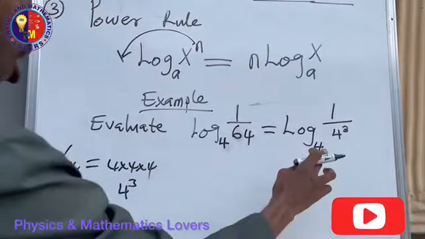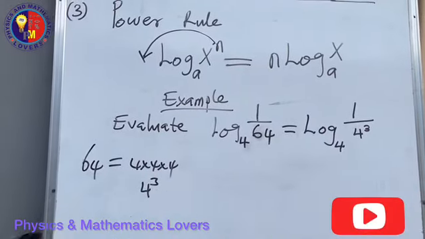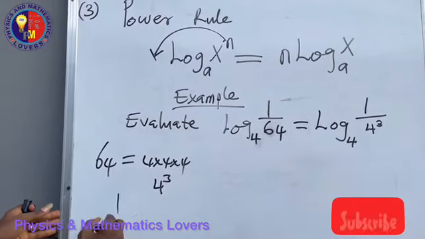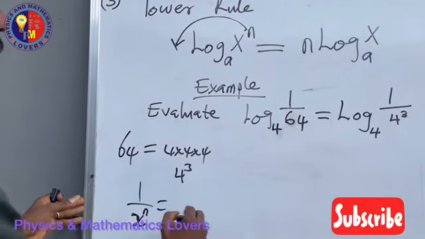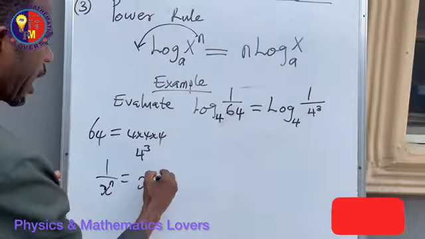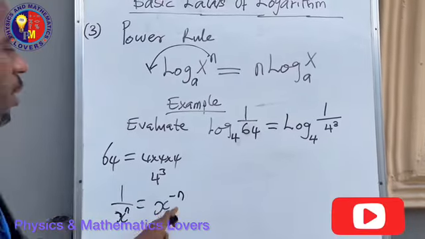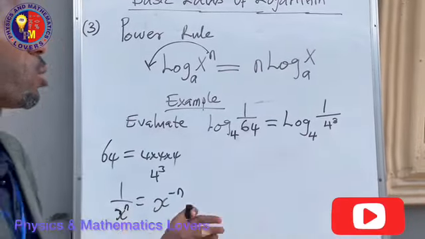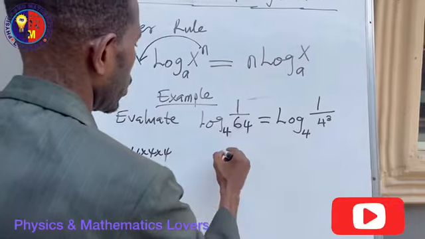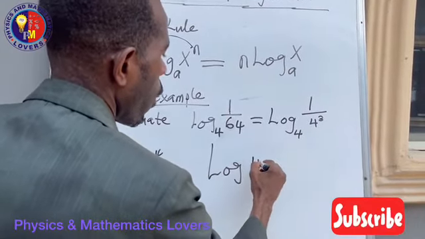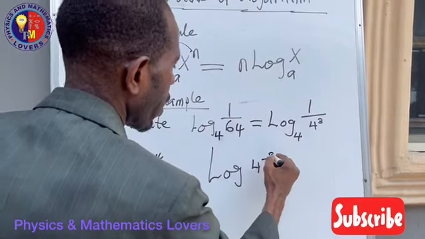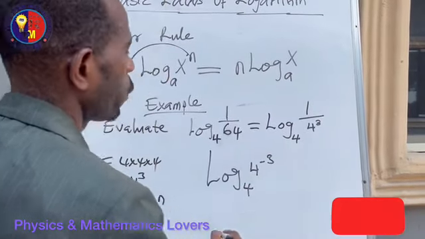What I will do, in our indices, if I have 1 all over X raised to power n, it will give me X raised to power minus n. So apply this to this place. It will now give us log 4 raised to power minus 3, then to base 4.